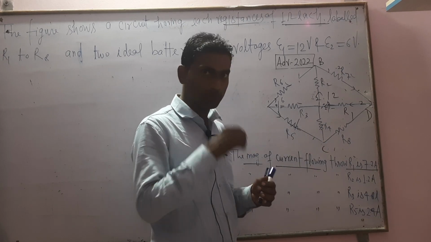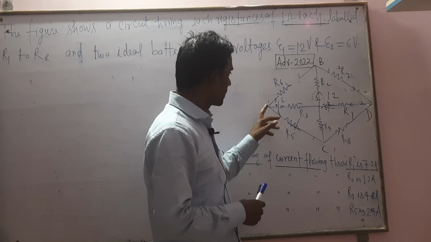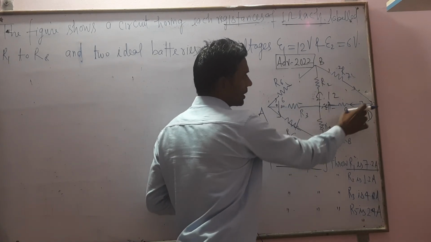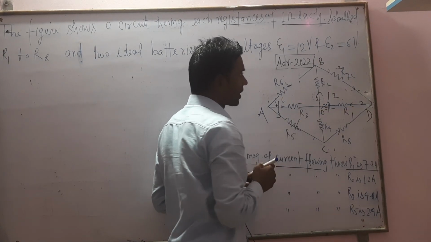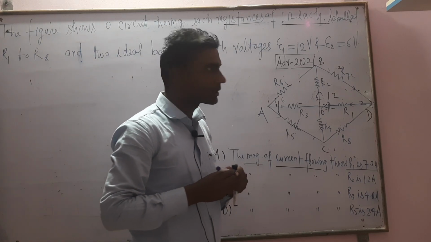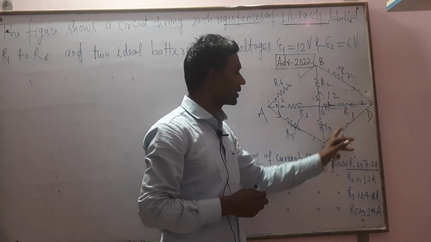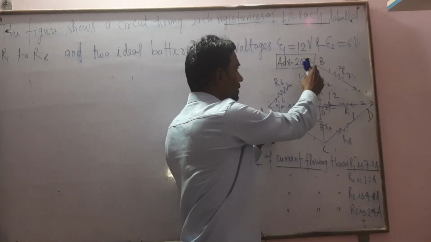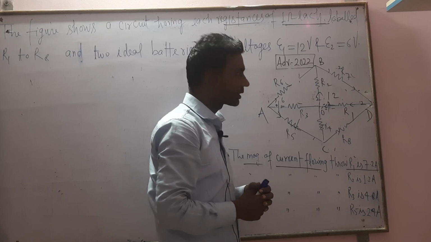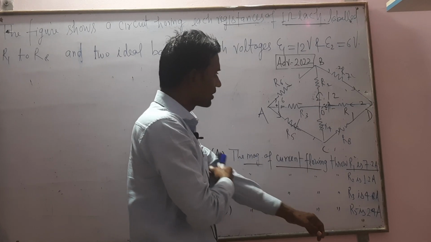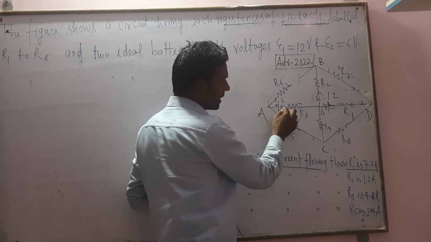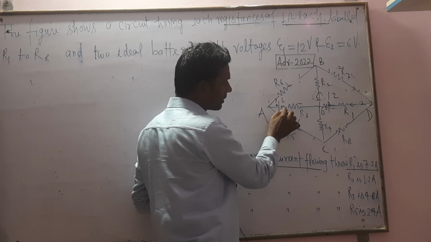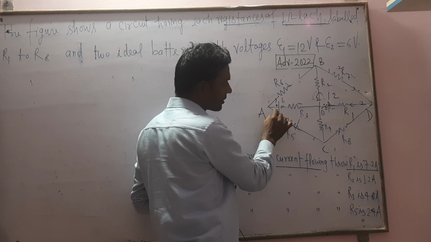Let us look carefully at what will happen. Suppose this is point A, point B, point C and point D and point O. O is the junction point. We are trying to find the potential difference between A and B and between A and C. This is the battery, the 6 volt, so the current is flowing from negative to positive. Let us suppose this is I1.